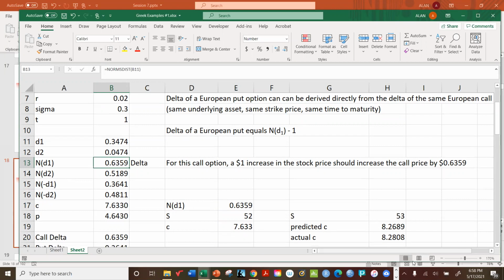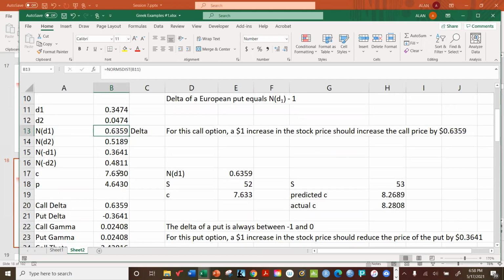Now down here, I did a little experiment. As you can see, these are the original values. I actually raised S2 by $1. And so based on the delta, the price was predicted to go up to 826.89. It actually went up to about 828.08. Okay, so it's off a little bit, but that's because it's not a huge change, but if we change it by a nickel or a penny, then the price change would have probably been exactly the same as our prediction.